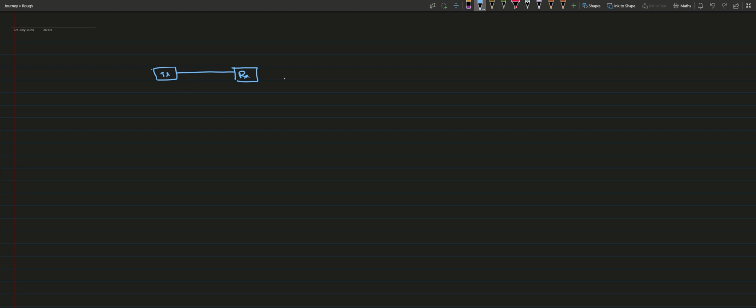So the data link layer is one layer above the physical layer. The responsibility of the data link layer is mainly addressing, flow control, error control, and media access control.